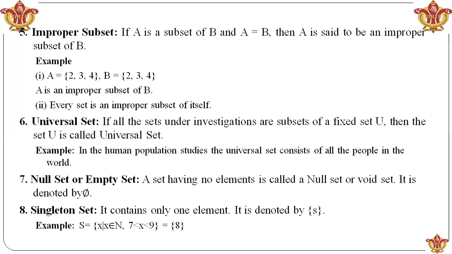After that, we'll discuss the singleton set. What is a singleton set? It contains only one element and is denoted by curly braces with the element inside. So let's take an example to understand. S is a set which has one element, that is 8. So this kind of set we call a singleton set.